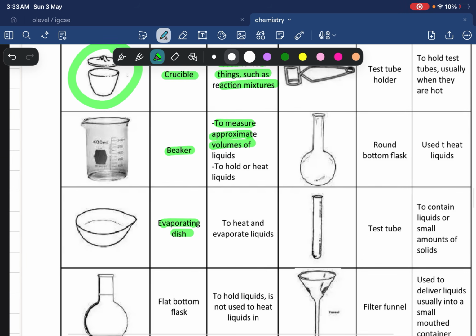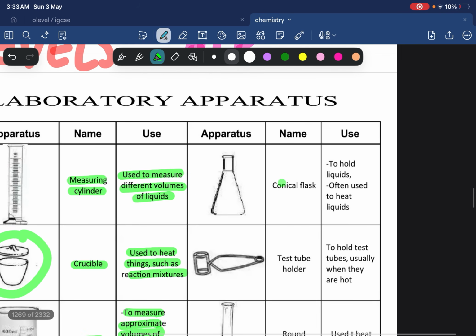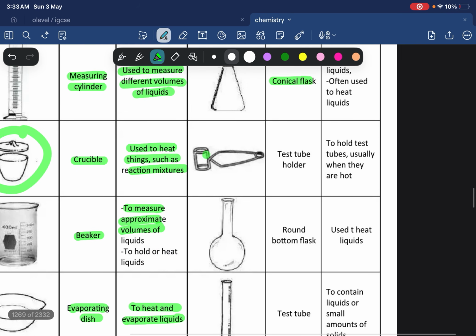Evaporating dish, used to evaporate things. You should know all of this. Flat bottom flask, to hold liquids. It's fine if you just round it and call it a round bottom flask, or you make it a cone shape and call it a conical flask. The name of the flask can change. Dropper, it's used to transfer small volumes. Then conical flask, cone shape. Tongs or test tube holders are used to hold test tubes.